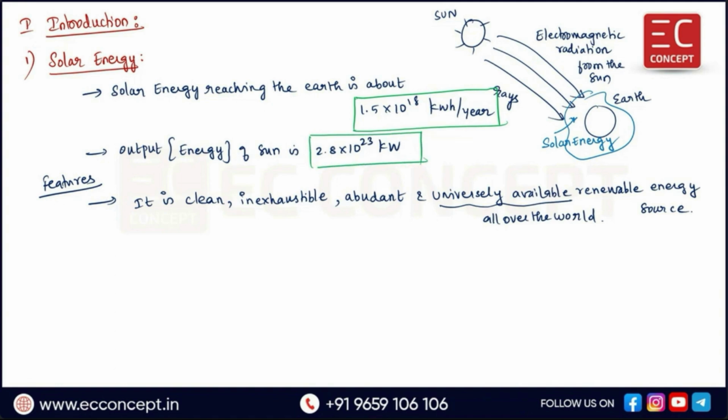Now, what is the source of solar energy? That is electromagnetic radiation from the Sun. This is the source of solar energy. Next, what are the types of solar energy?